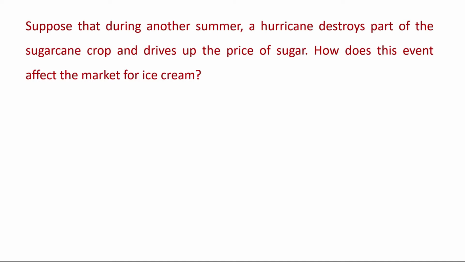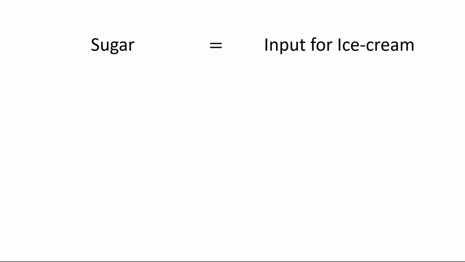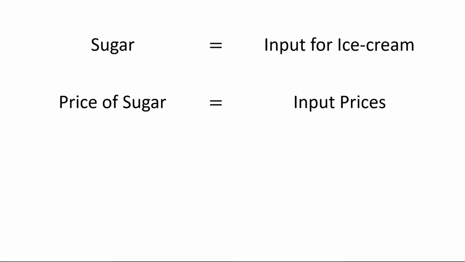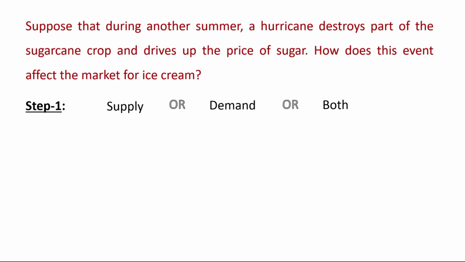To answer this question, we will follow 3 steps. In step 1, we will decide whether the event will affect the supply curve or the demand curve or both curves. In our question, sugar is an input for ice cream. Price of sugar means input prices. We know that input prices is a variable that affects the supply curve. So one thing is clear, that supply will be affected.